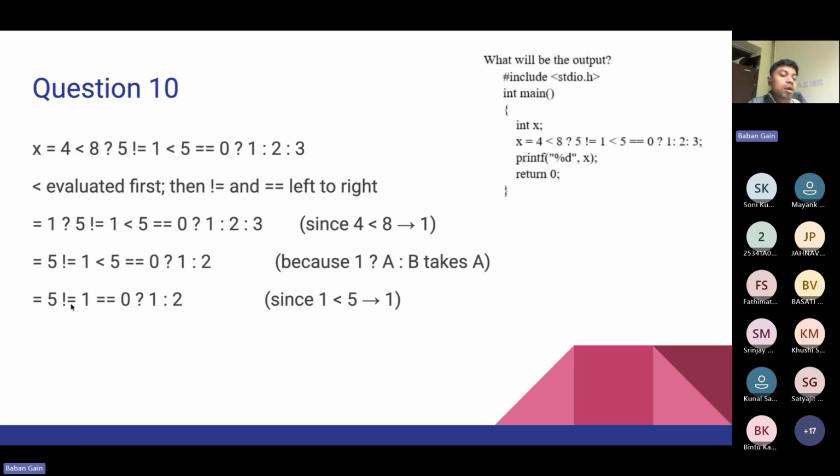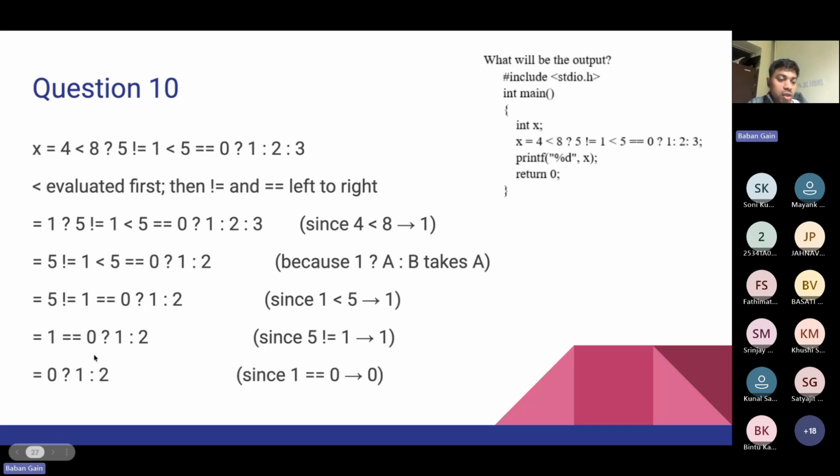So the answer is what? 5 not equal to 1 is true. So 1 equal to 0. Is 1 equal to 0 true? No, the answer is no. So here we have 0. So 0 means false. So we'll have to take the second value. So that will be the answer.